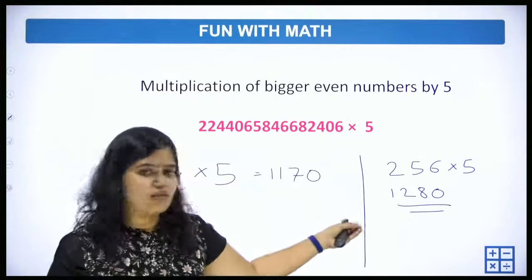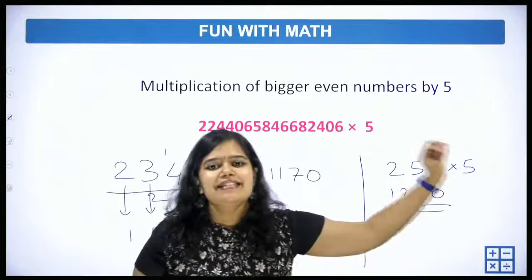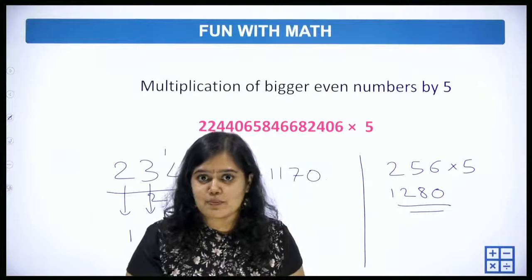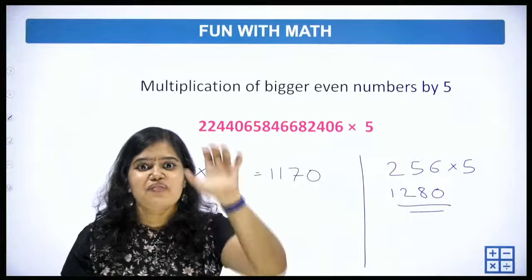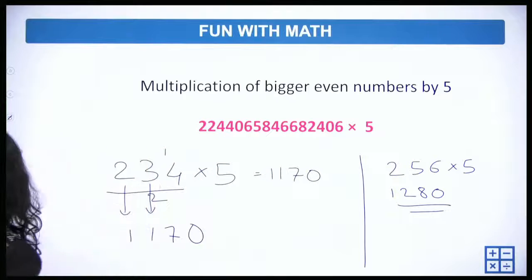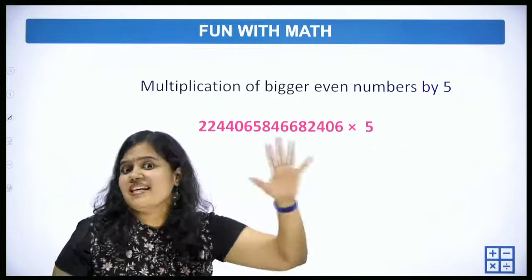So, multiplication with 5 means the number is divided by 2 and just 0 is kept at the end in one's place. So, let's do this for a bigger number just in 5 seconds. So, without wasting time, let's start. We'll multiply with 5 in 5 seconds.